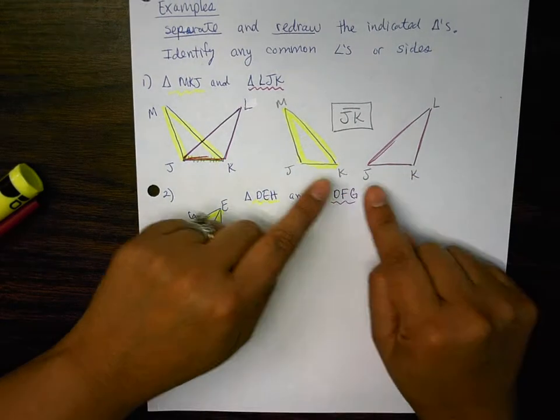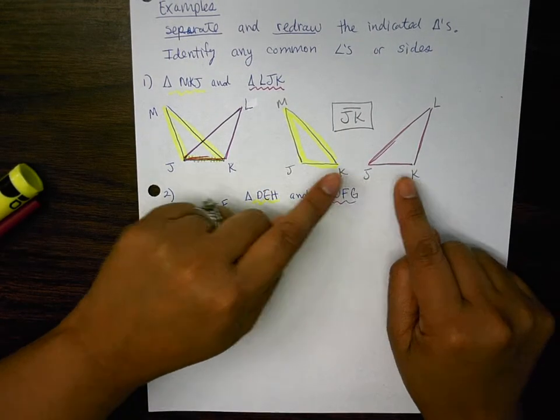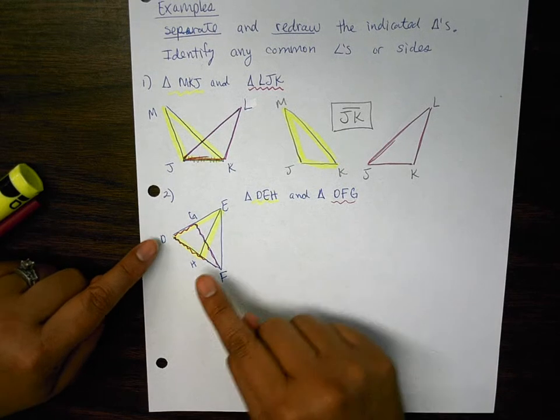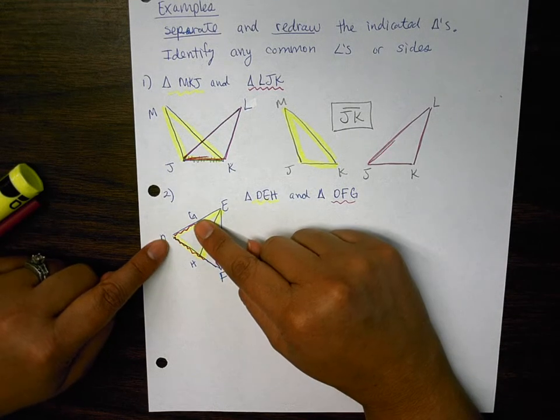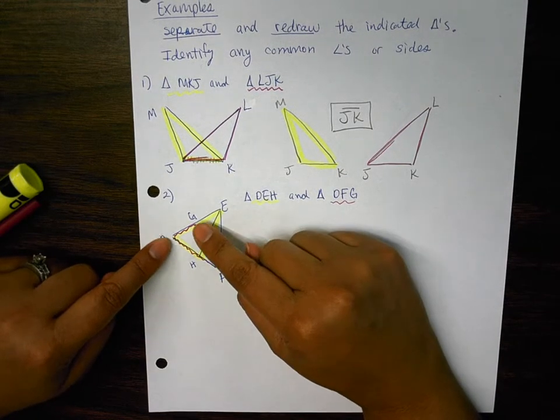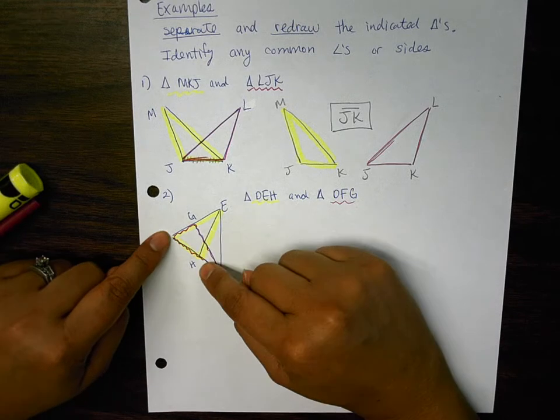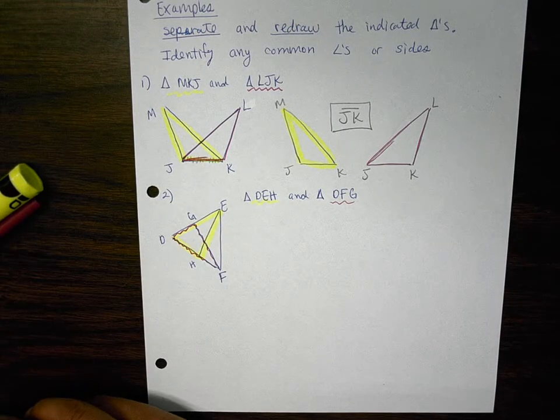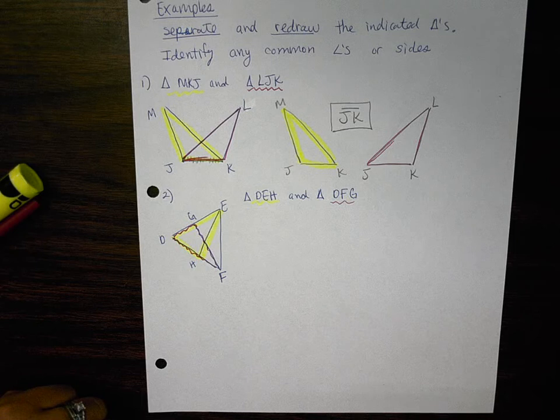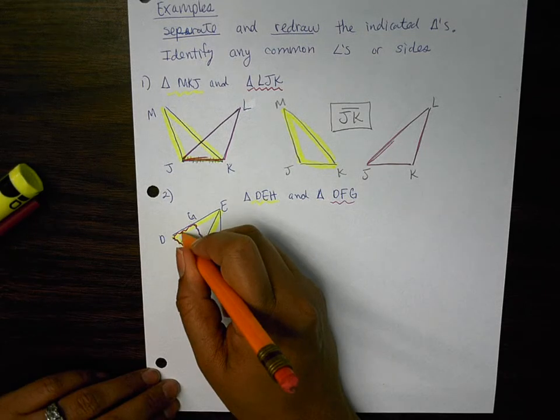If I'm using a side like I did with JK, JK is a complete side for both triangles. Do we all see that? Okay, so can I use DH or DG? No, because DG or DH is not a complete side for both triangles. It's an angle. What angle is it?